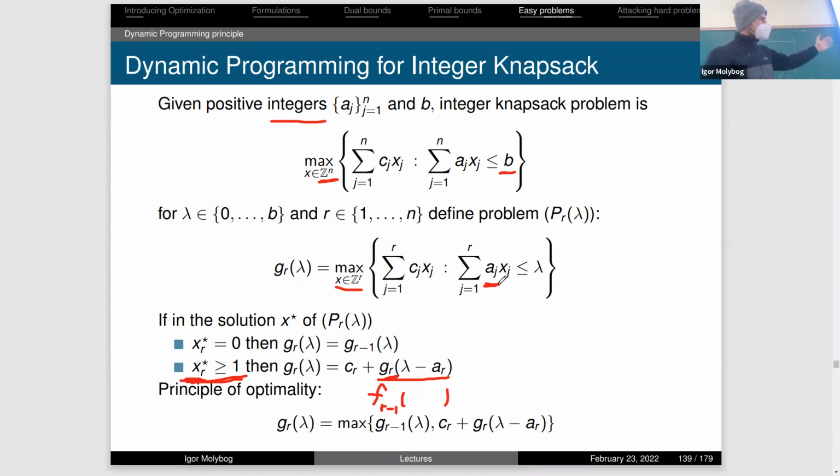So it's important that in this case not only is there a bound on the value of B, but we also have a particular bound on the value of AJ in order to make this problem polynomial time solvable. The eventual principle of optimality is a very similar one. Again, it comes from the fact that we are conditioning on the last item that we have put into the backpack.